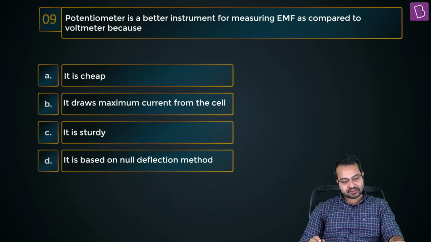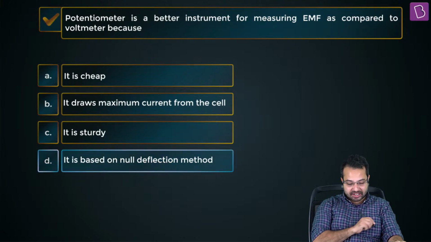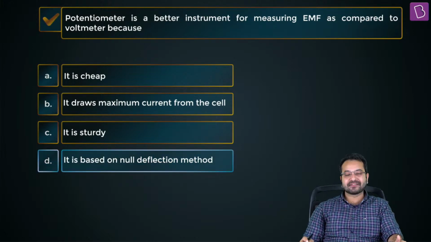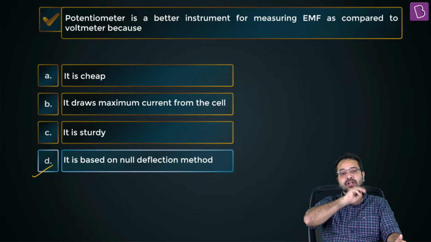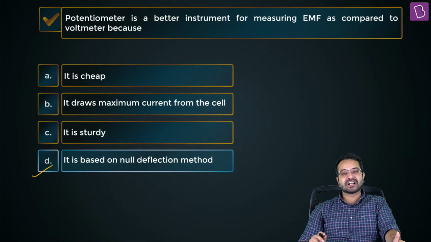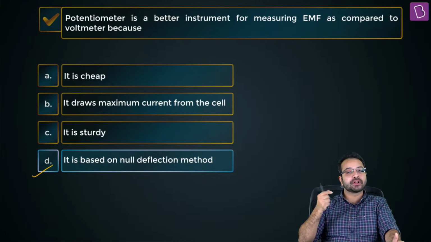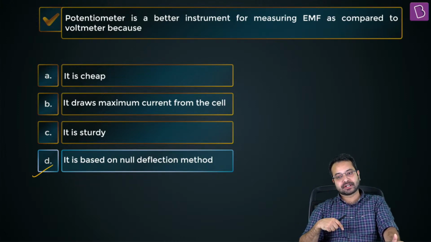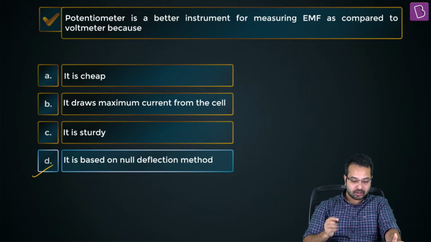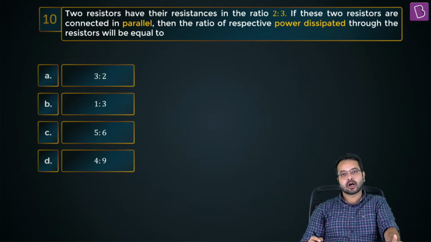So potentiometer is a better instrument for measuring EMF as compared to voltmeter because, so this is a theory based question and the correct answer is going to be null deflection method, option D. Potentiometer works on the null deflection method, which means that the current through the external circuit is going to be 0, hence the primary circuit will not be disturbed by the external circuit. Hence we get the correct reading. Okay, so option D will be the correct option.